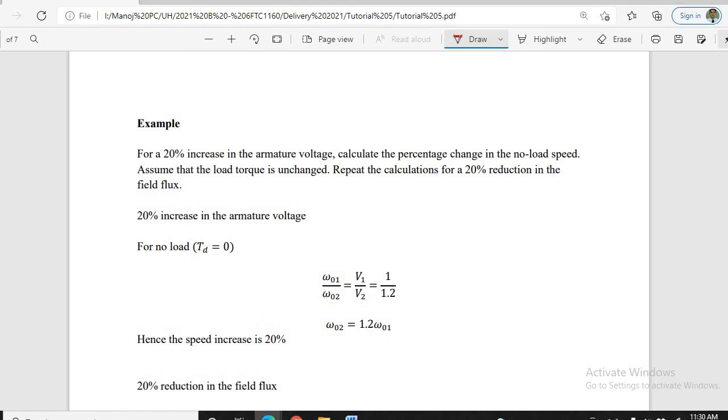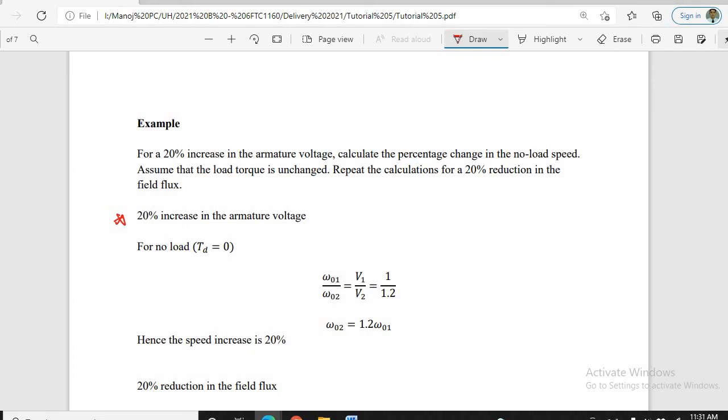So consider this example. For a 20% increase in the armature voltage, calculate the percentage change in the no load speed. Assume that the load torque is unchanged. Then repeat the calculation for a 20% reduction in the field flux. So first we'll consider the 20% increase in the armature voltage.